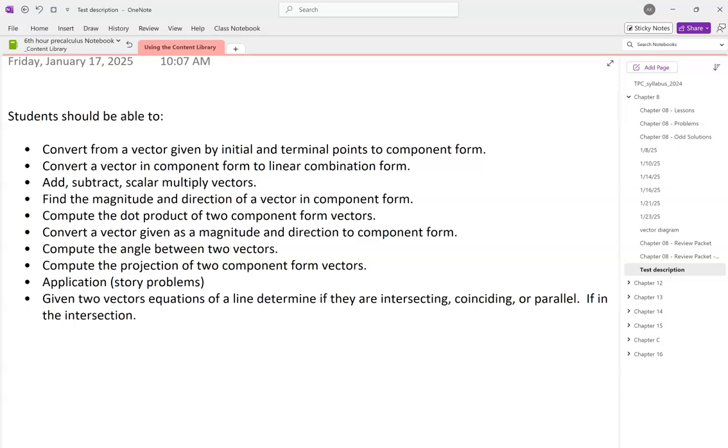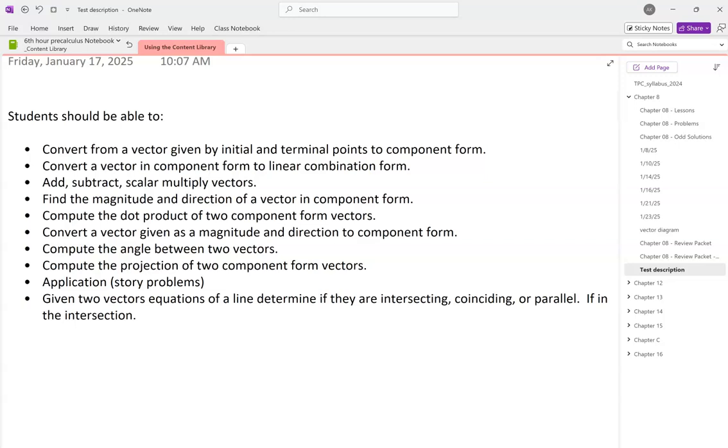Be able to find the magnitude and direction of a vector given in component form. So that's using the magnitude formula, like the square root of the x component squared plus the y component squared. And for the direction, we draw that picture similar to what we did way back in first semester, where we draw the standard position angle and solve for theta.